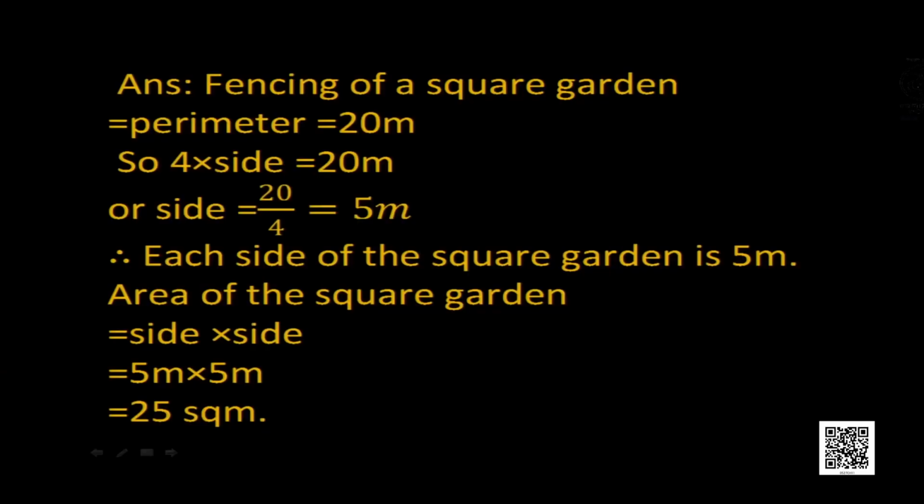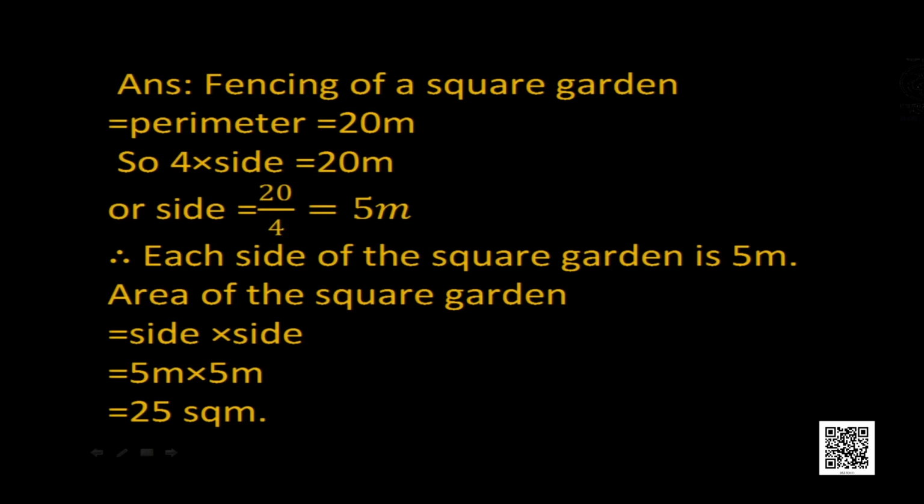So you know the rule for finding perimeter of a square. What is that? 4 into side is equal to perimeter. So here it is given 4 into side is equal to 20 meter. So what will be each side? 20 divided by 4, that is equal to 5 meter. So each side of the square garden is 5 meter.